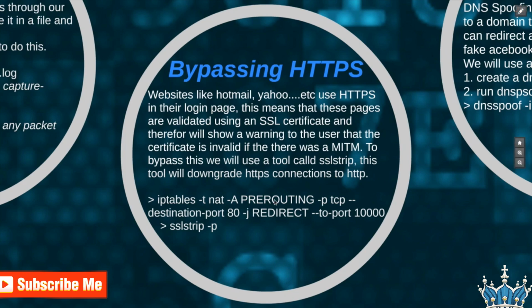So in order to do this, we're actually going to need to run two commands. The first command is just an iptables command. As I said, iptables is just a firewall, a Linux firewall. And this command is going to redirect any packet on port 80 to port 10,000. We do this because SSL strip runs by default on port 10,000. So you can change the port that SSL strip runs on, and all you have to do is change this command and get it to redirect to the SSL strip port.